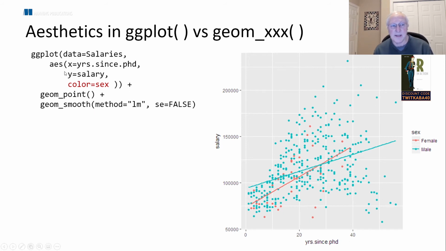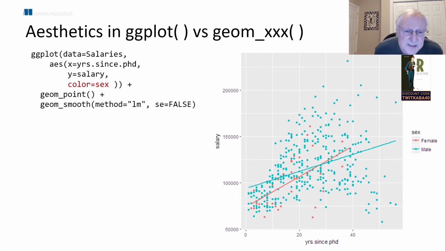So here I said color equals sex within the AES. And so I get different colored points, and I get a separate line for females and a separate line for males, one blue, one red. This SE equals false says I don't want confidence intervals. Sometimes that's easier to read.